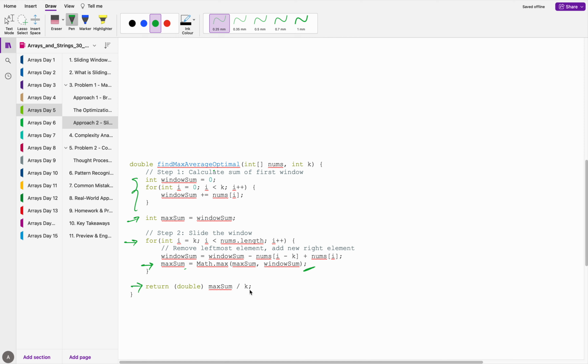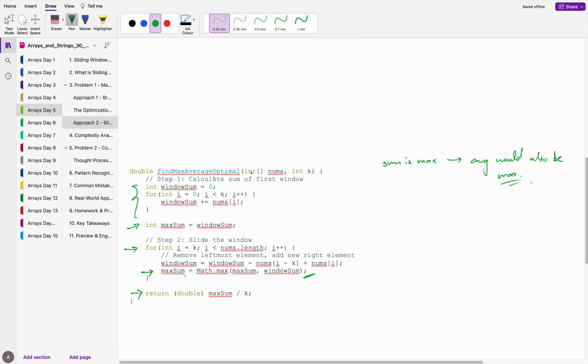k, because sum max है तो average भी max ही होगा, है ना? Sum is max, average would also be max, because एक constant number से आप divide कर रहे हो, so it doesn't matter, it will also be max. So I hope this is making sense to you.